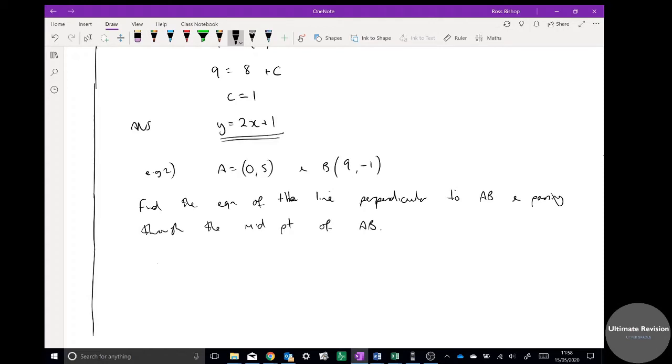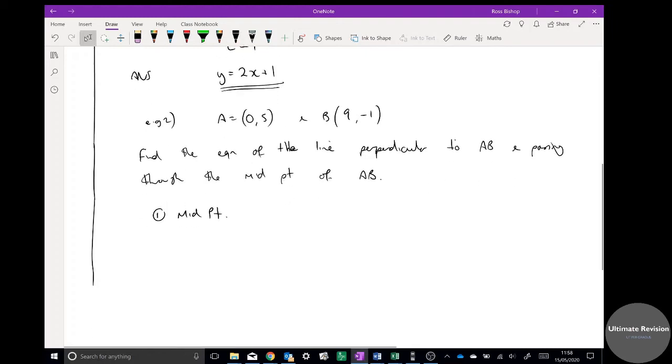I'm going to find the midpoint first. It's going to be useful. So the midpoint, to do that, I add the x's, divide by 2, add the y's, divide by 2, and my midpoint is going to be (9 over 2, 2). I'm going to leave it in fraction.